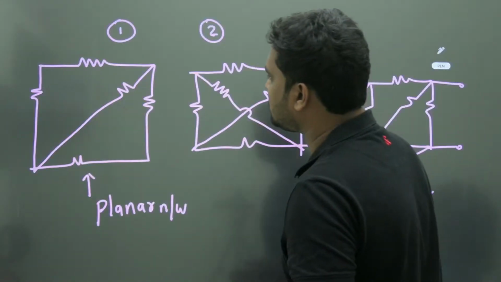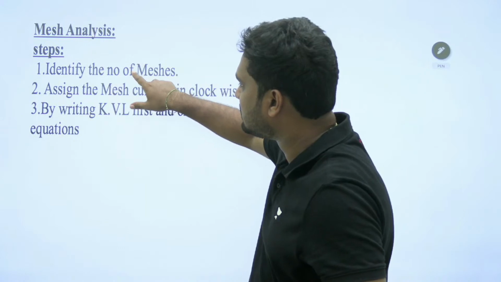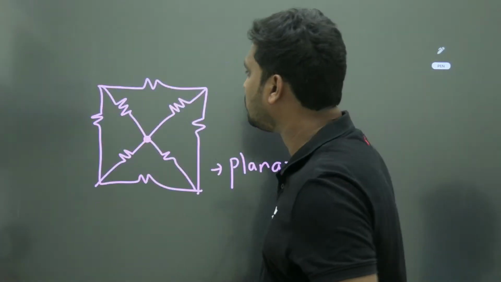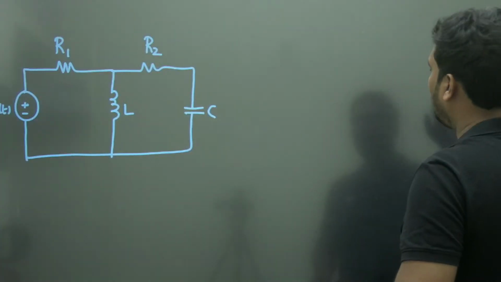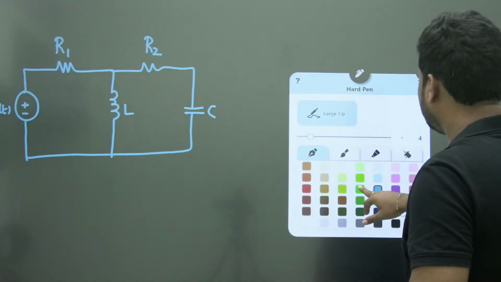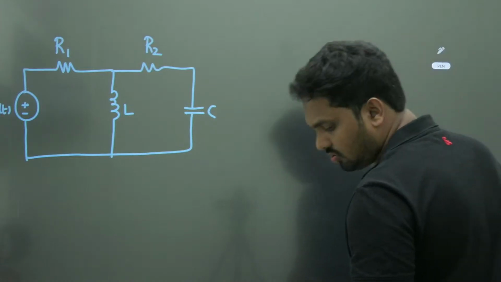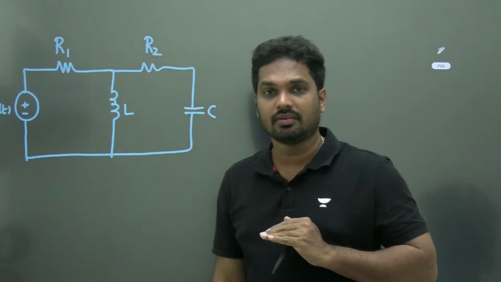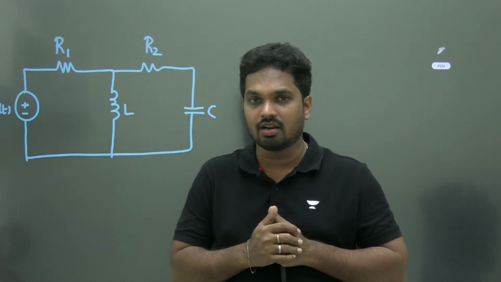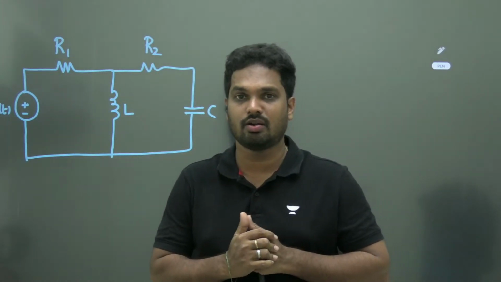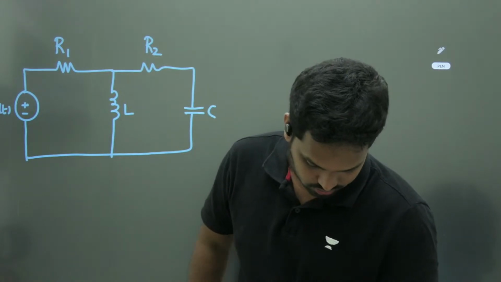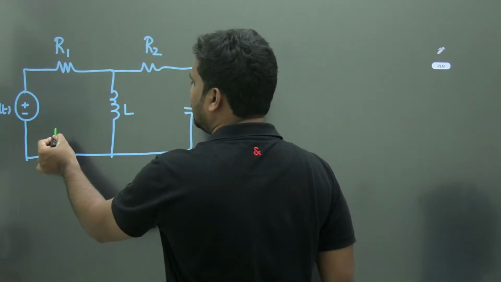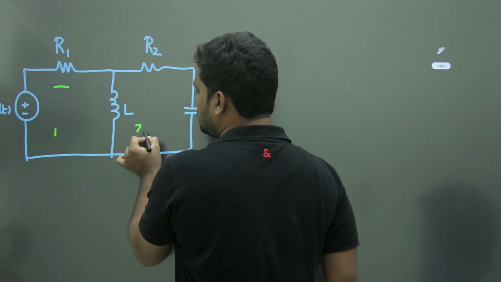See, the first step when you apply the mesh analysis is identify the number of meshes. So please listen carefully. How many meshes are there here? How many mesh are available in this network? Very good. Two is the right answer. This is one mesh and this is two mesh.